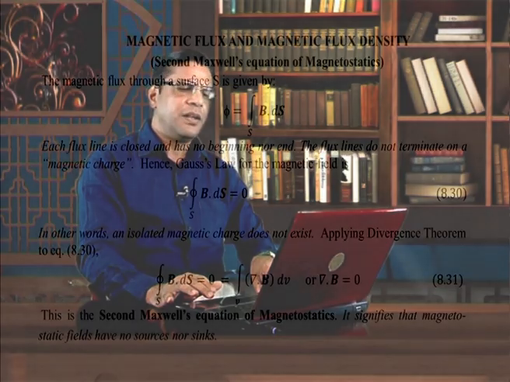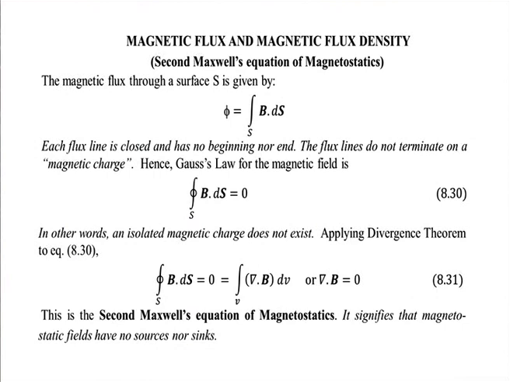Next we come to magnetic flux and magnetic flux density. The magnetic flux through a surface S is given by phi is equal to the surface integral of B dot dS. Now the magnetic lines of flux are closed lines. They have no beginning nor end. The flux lines do not terminate on a magnetic charge, and therefore Gauss's law for the magnetic field is the surface integral of B dot dS over the closed surface is equal to 0. That is, an isolated magnetic charge does not exist.